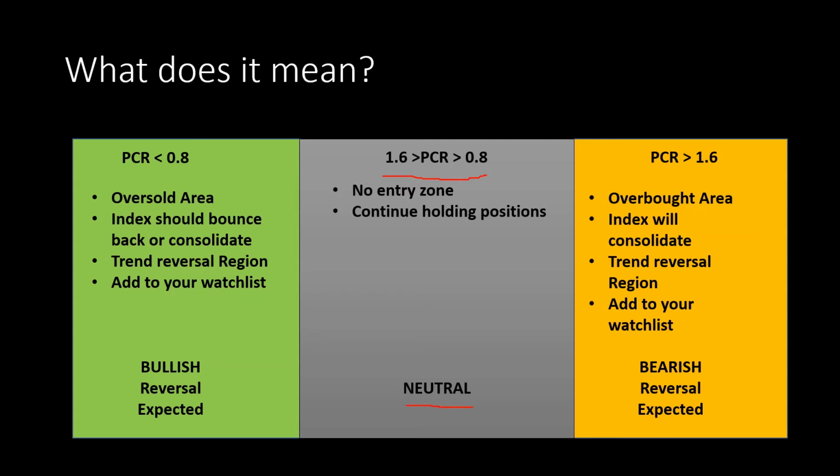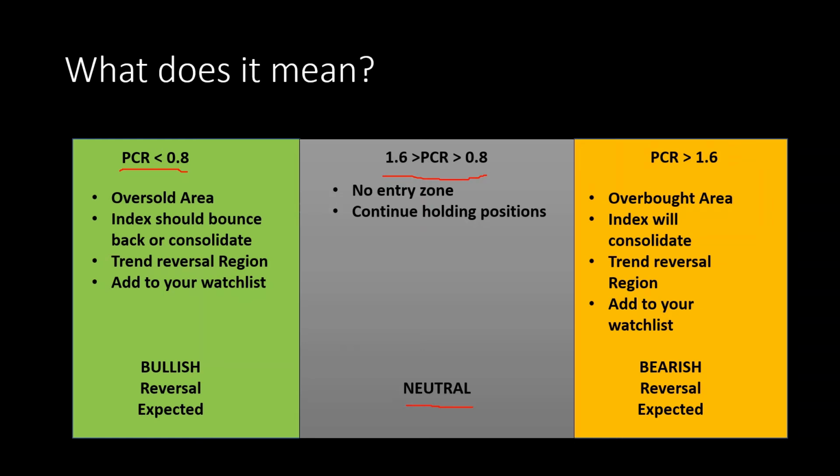If the PCR drops below 0.8, we are entering into the oversold area. In this case, there are significantly more call options than put options in the system. One needs to watch out for a short-term bullish trend reversal from these levels. So one should add both the PCR as well as the index on their watch list to identify the point of a bullish trend reversal.